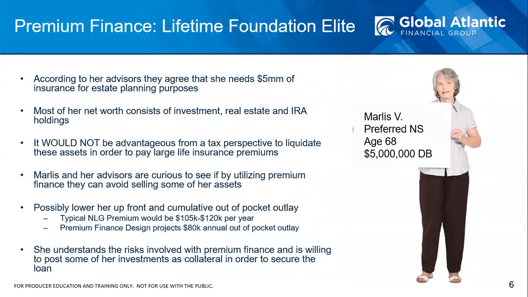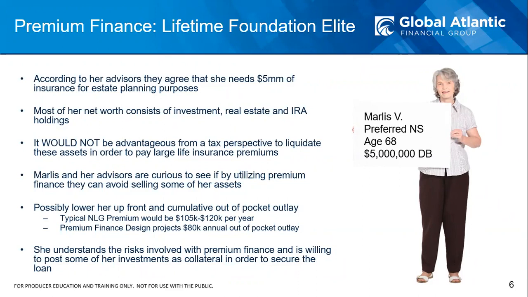So we have an example here. On the right-hand side, we have Marlis. She is a preferred non-smoking female, age 68. Her and her advisors agreed that she has a $5 million need for estate planning purposes. But like Jason mentioned earlier, a lot of her net worth consists of investments, real estate, IRA holdings. So for her, it's definitely not advantageous from a tax perspective to liquidate any of those assets in order to pay large life insurance premiums out of pocket. So of course, premium financing makes sense.